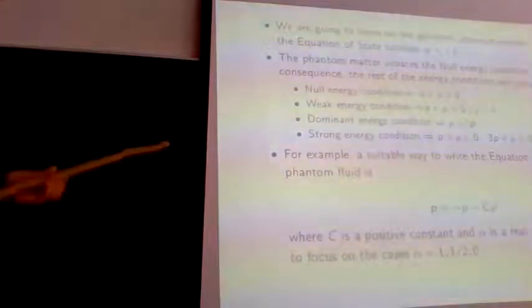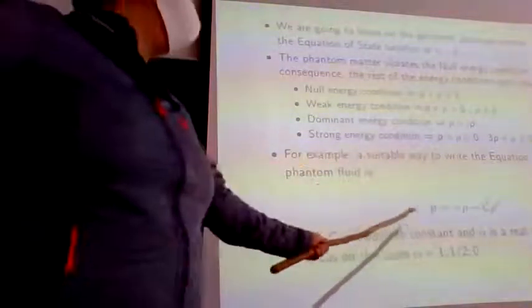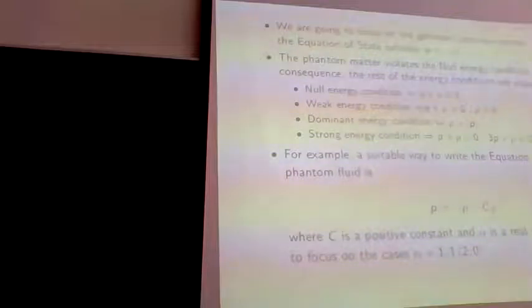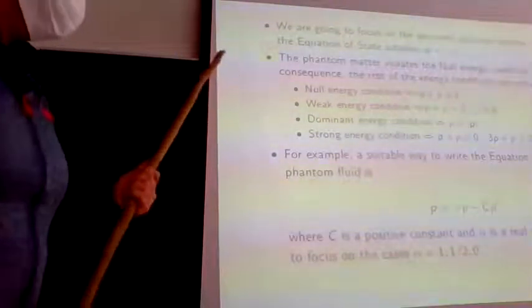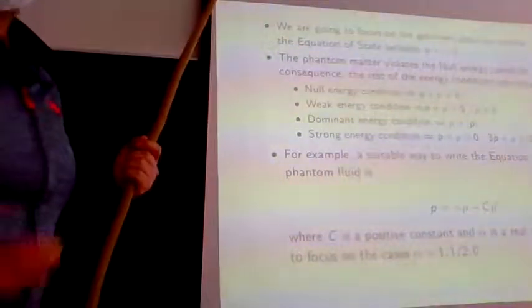So Emmanuel was quite smart, and when we were looking at these three models, he realized that the three models we were analyzing, the equation of state, could be written in this way. Okay. So those three models we looked at are essentially three deviations from lambda CDM.